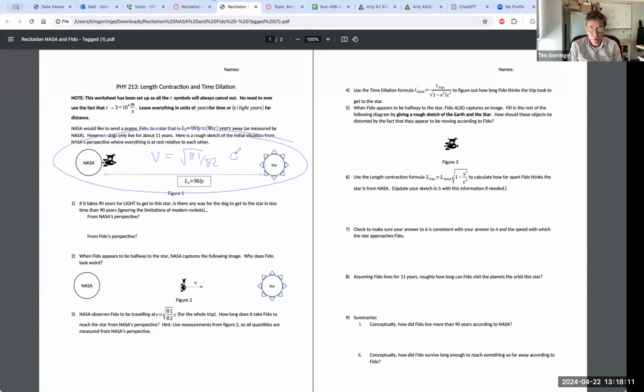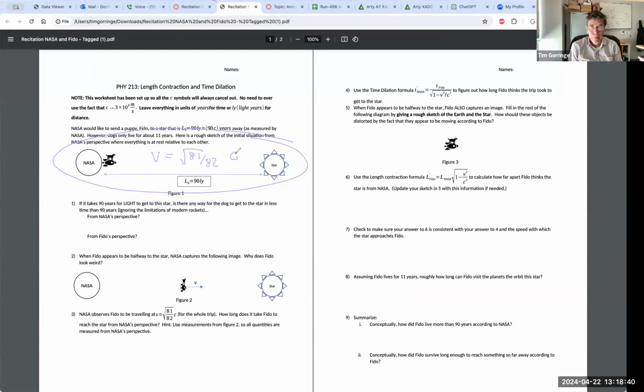The proper distance between Earth and star is measured in the frame in which the Earth and star are at rest. It's measured in the Earth reference frame. So when we talk about the distance between the Earth and the star, the proper distance is in the Earth reference frame. In the rocket ship reference frame, you'll see a contracted distance.